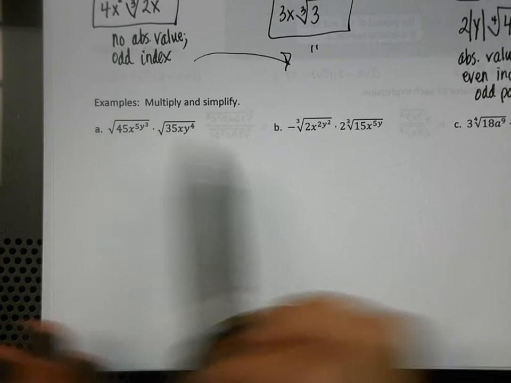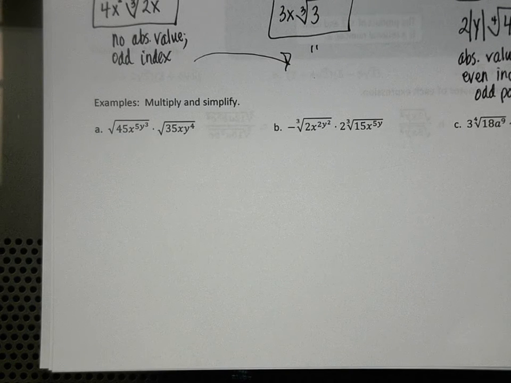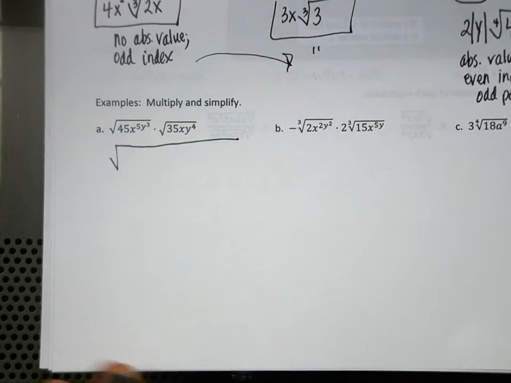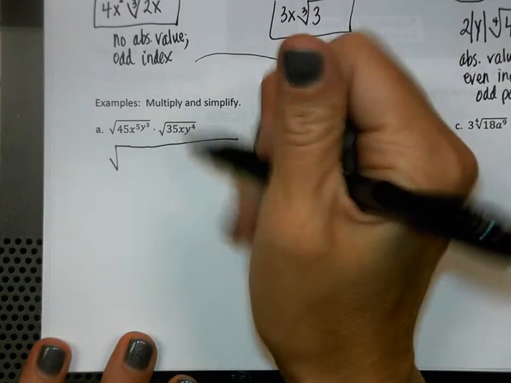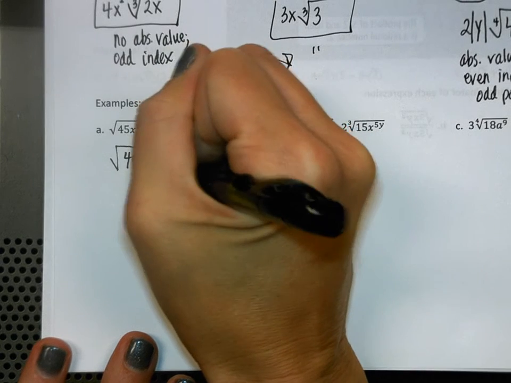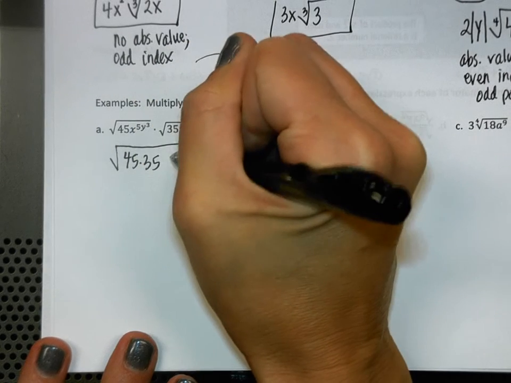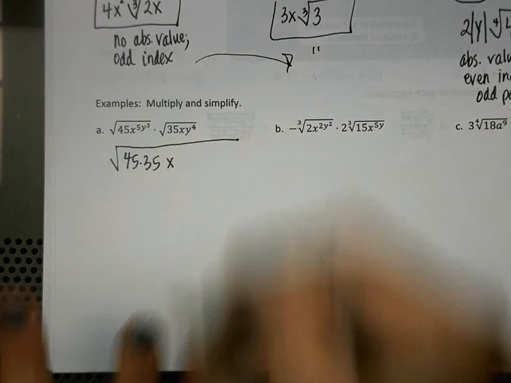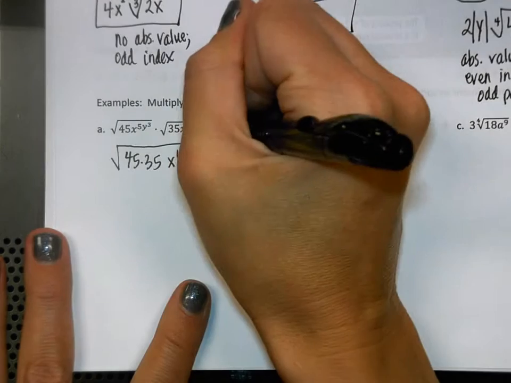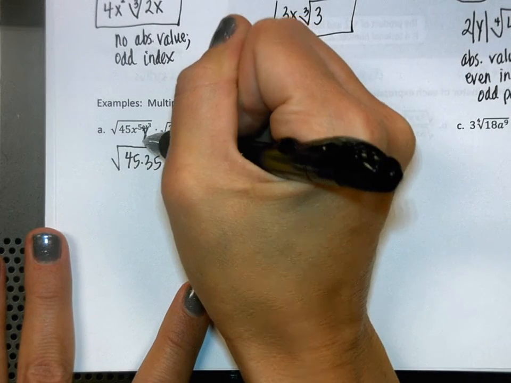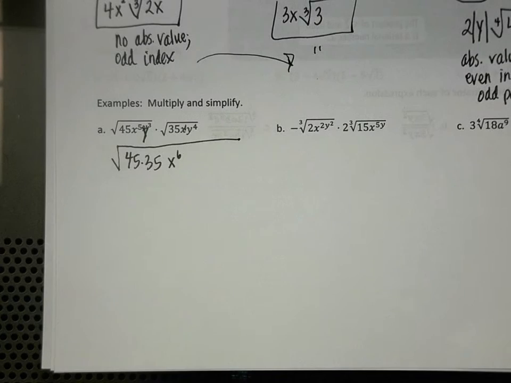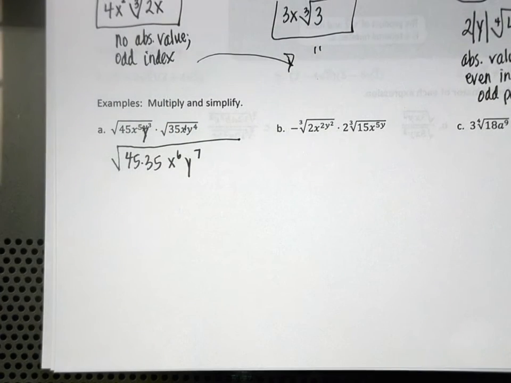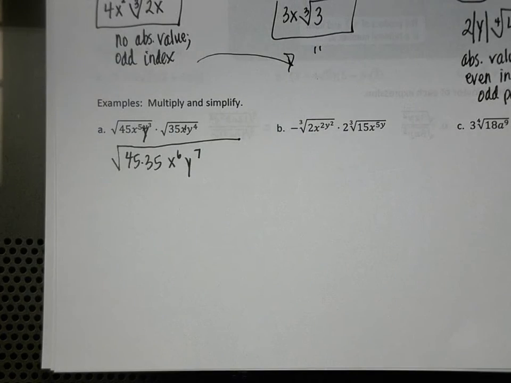So again, when you're multiplying, all these end up getting put together, okay? So I like to just rewrite this as one radical. I don't normally multiply my numbers, it's up to you. So I have 45 times 35. And then how many total x's do I have? 6. Because I have 5 and 1. This y, it should be just a regular y to the 3rd. So I have y to the 3rd and y to the 4th, which makes y to the 7th. Okay? And so this is a square root.